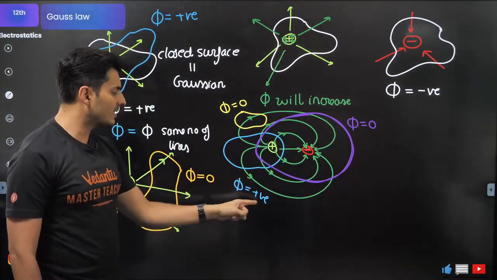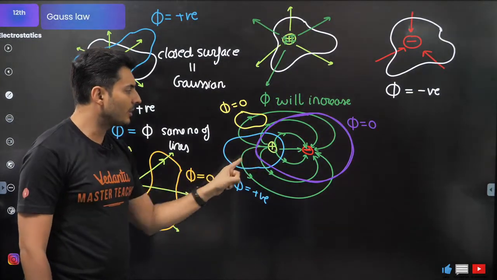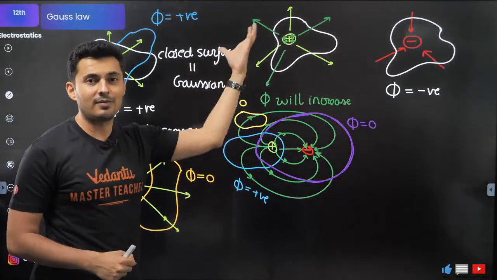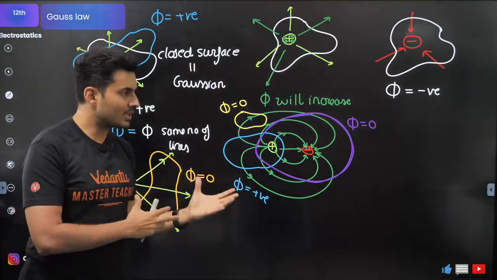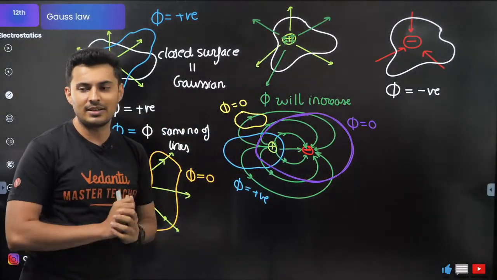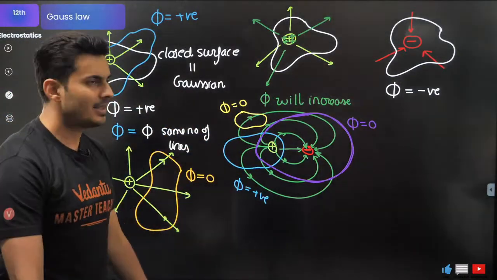Like if I take the surface here, you will see that the charge enclosed is positive, so the flux is positive. Also, if I increase the charge, the flux increases, and that's why I would say that the flux completely depends on the charges present inside. So I think I have a conclusion that I can make.